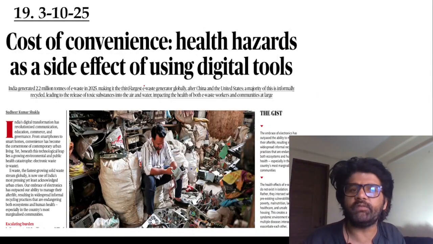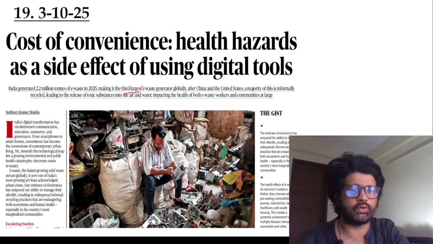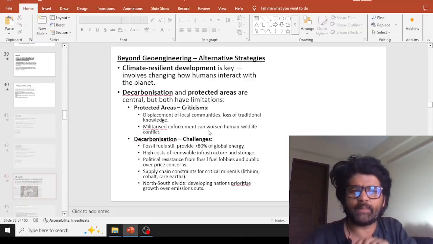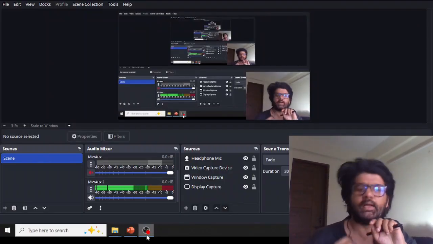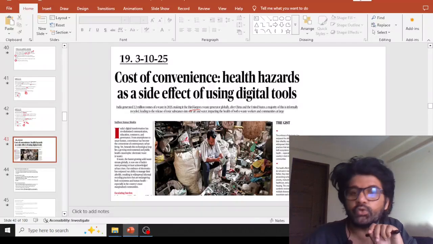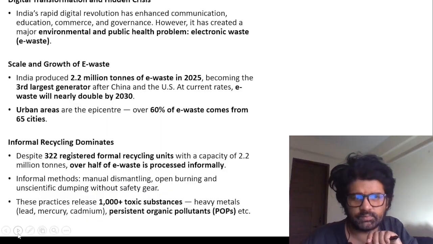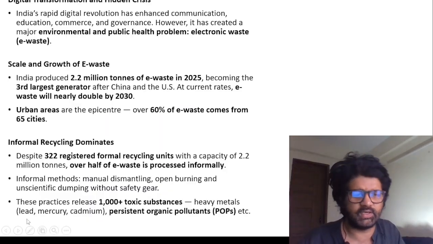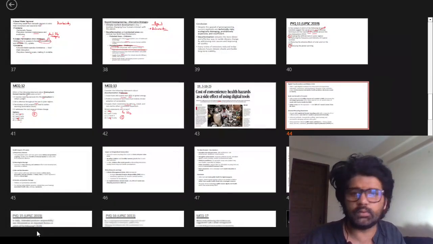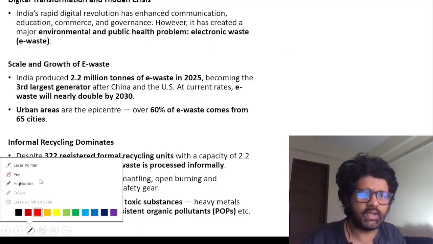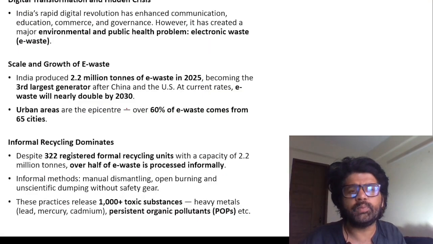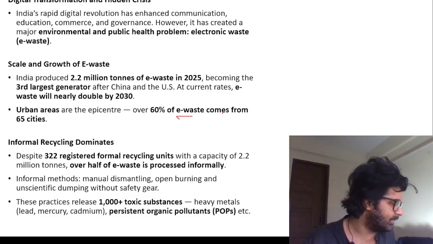Cost of convenience: health hazard as a side effect of using digital tools. So what has happened these days? You have a laptop, you have a tab, you have this, you have that, and all of this has led to an increase in electronic waste. This e-waste has a lot of toxic substances: lead, mercury, cadmium. So it has to be handled properly.